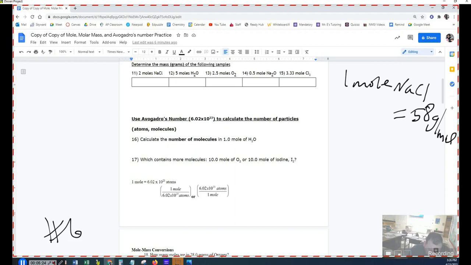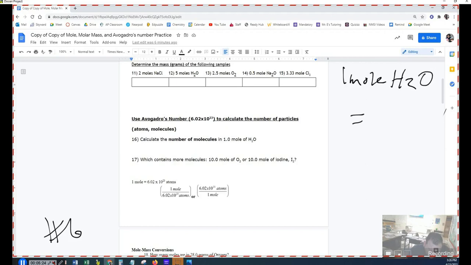5 moles of water. The molar mass of water, let's write it over here. 1 mole of water was equal to 18 grams. So we're going to do 5 moles of water times 18. All right, figure out what that is. That's what goes there.